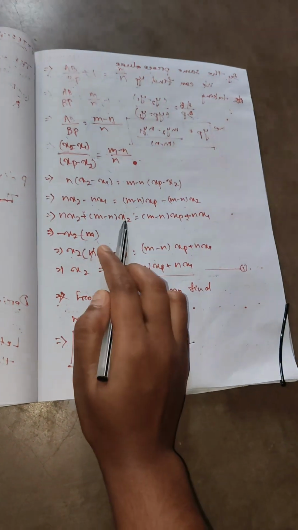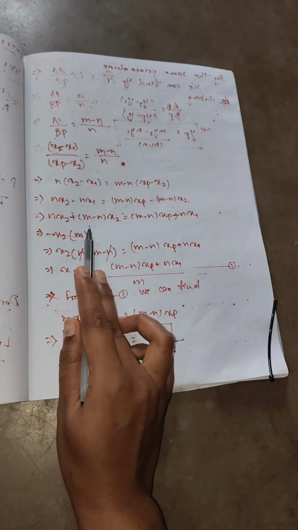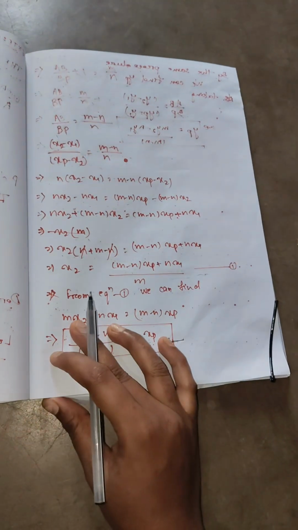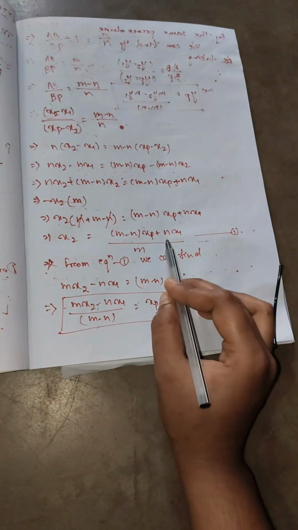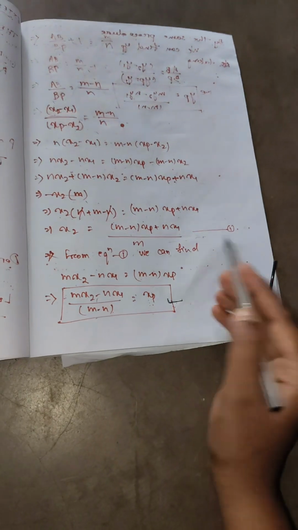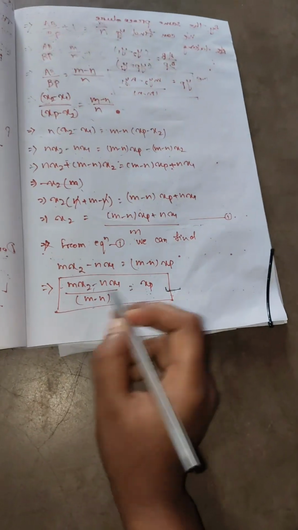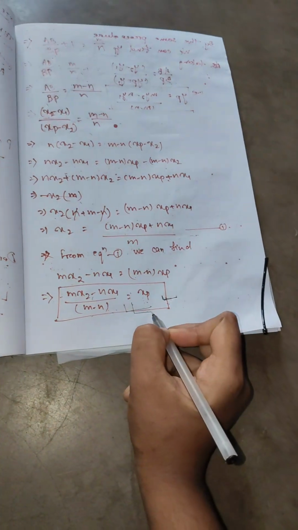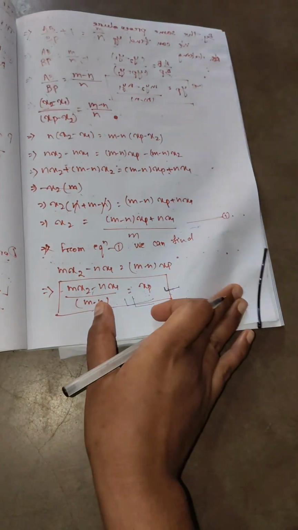By taking x2 common outside, I can get x2 multiplied by (n plus m minus n) is equal to (m minus n)xp plus nx1. That gives rise to x2 is equal to ((m minus n)xp plus nx1) divided by m. From this equation, we can get xp as (mx2 minus nx1) divided by (m minus n), which is the formula for the xp coordinate of point P.